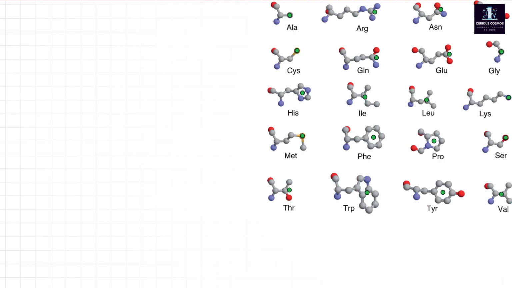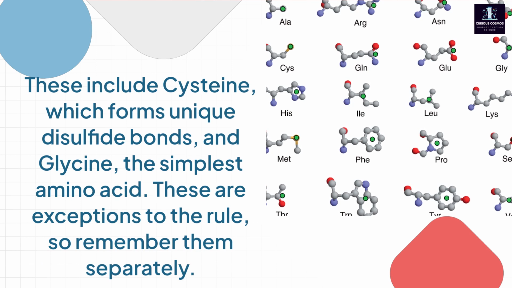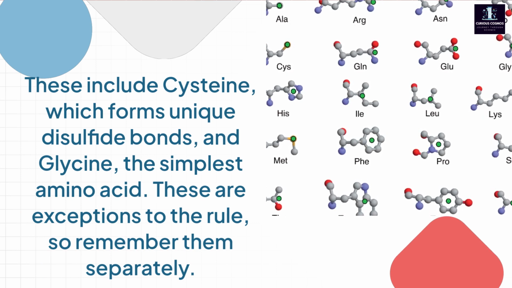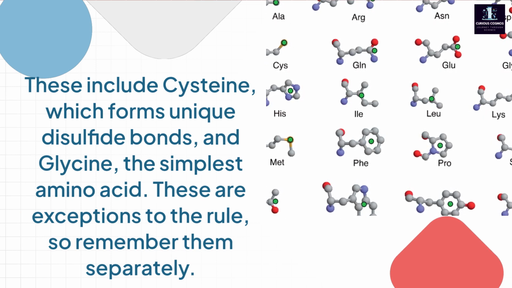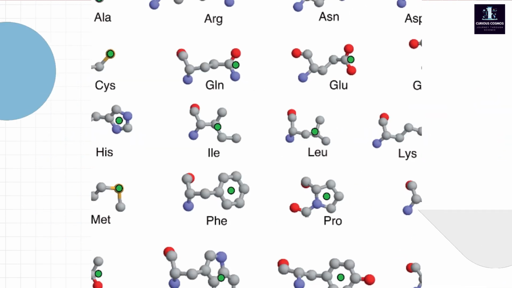Lastly, the special cases. These include cysteine, which forms unique disulfide bonds, and glycine, the simplest amino acid. These are exceptions to the rule, so remember them separately.